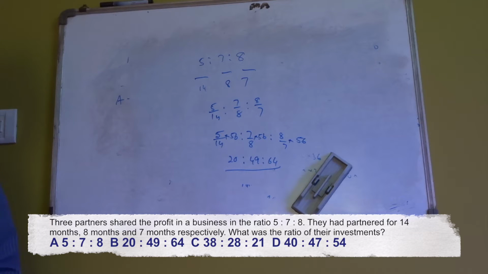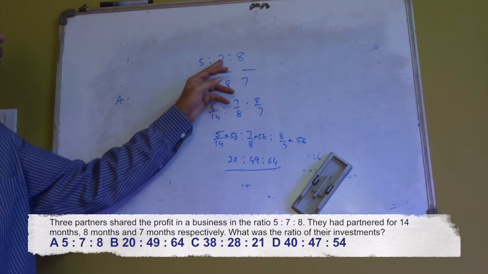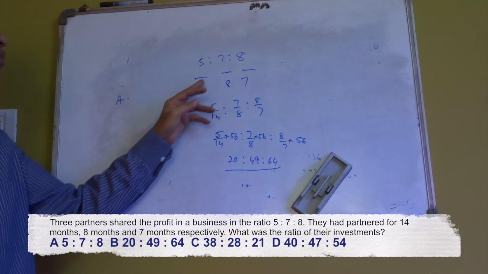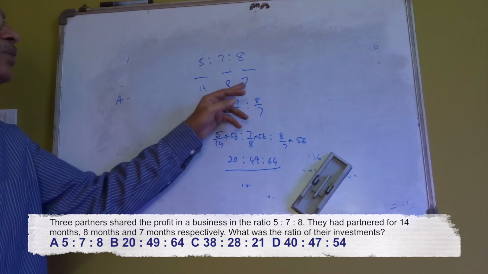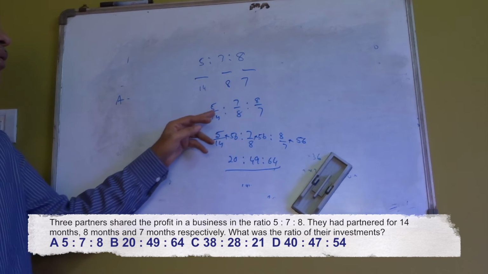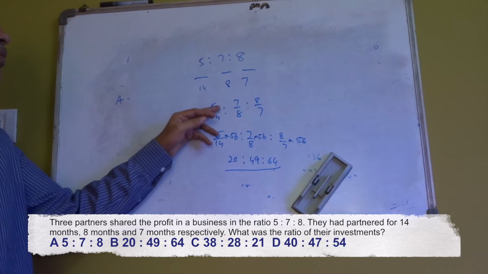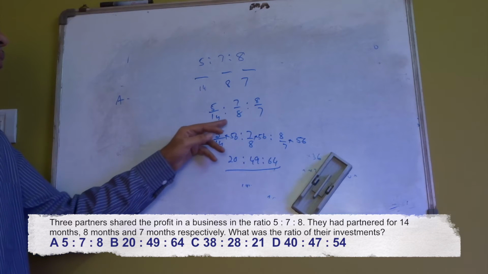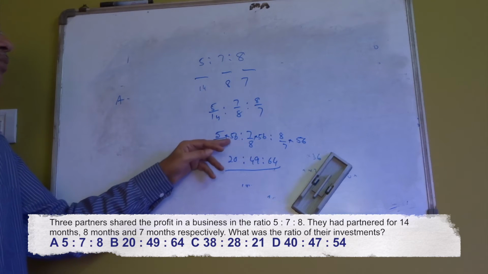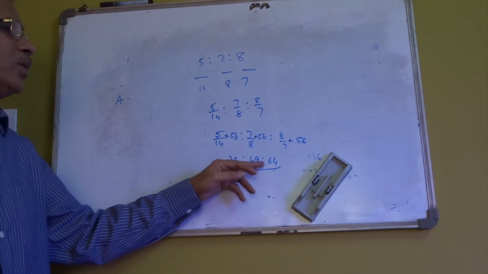I'll repeat. The profit ratio is 5 is to 7 is to 8. A has invested for 14 months, B for 8 months, C for 7 months. So by dividing, you get the investment ratio: 5 by 14 is to 7 by 8 is to 8 by 7. Now you find the LCM, 56, multiply. It gives you 20 is to 49 is to 64.